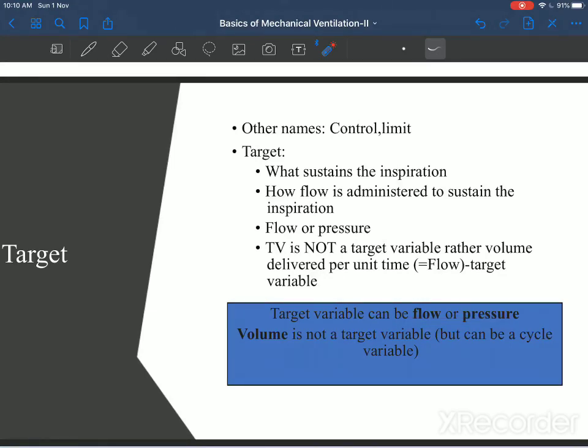Because when you say X amount of volume needs to be delivered, it does not tell how the flow should be administered. Setting a tidal volume does not say whether that volume is to be delivered over a short amount of time or over a longer amount of time, isn't it so? So low flow rate, high flow rate, those will not be determined. That is why only flow or pressure is usually set as a target variable.